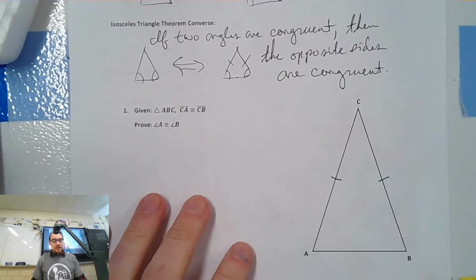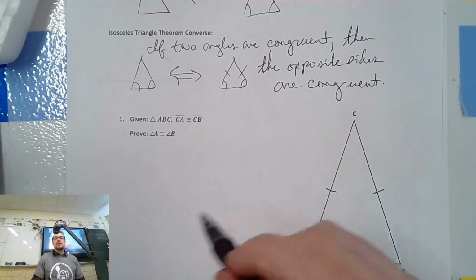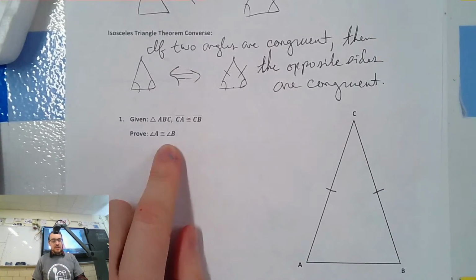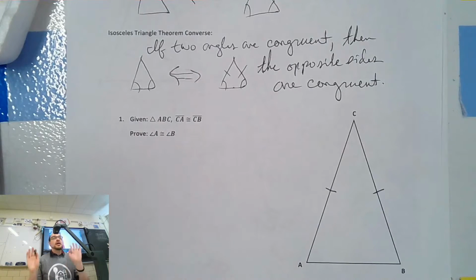Now, eventually, in order to prove that, we'll just write by isosceles triangle theorem, angle A is congruent to angle B, and call it a day. But for now, we're going to prove that that theorem works.